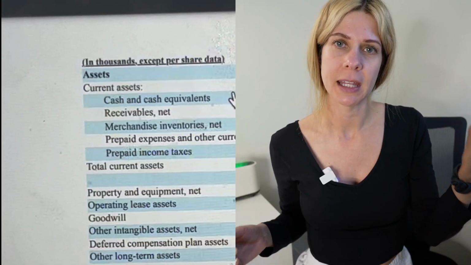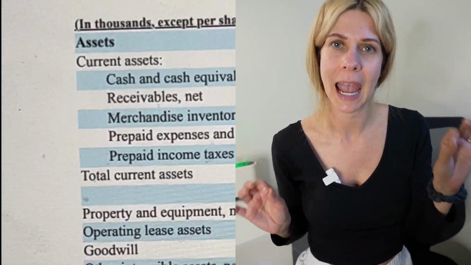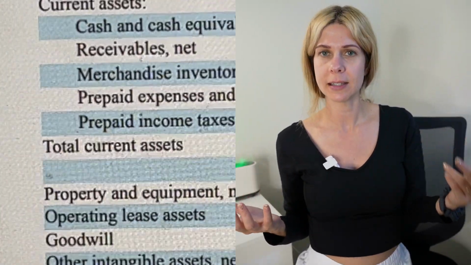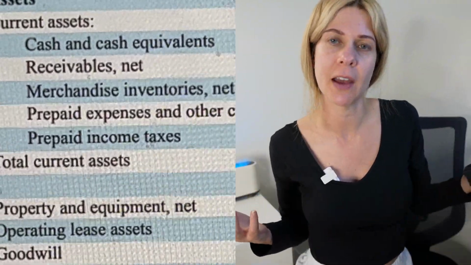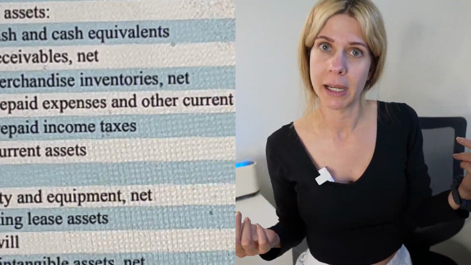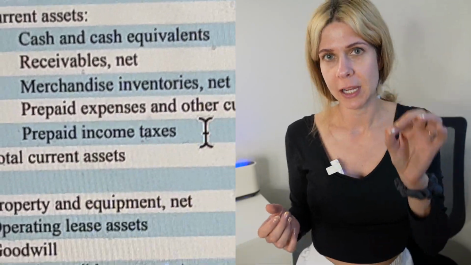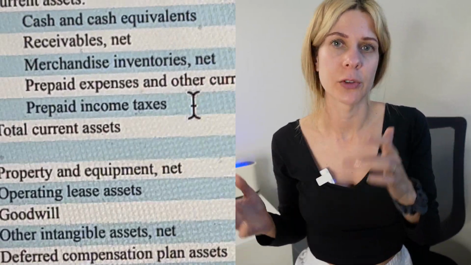Now first up in the current assets section is cash and cash equivalents. So that's things like Ulta's bank account. Maybe they have an account at Bank of America or a money market account. Second up is receivables net, aka accounts receivable.